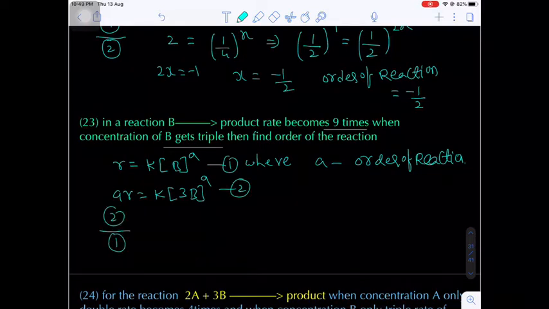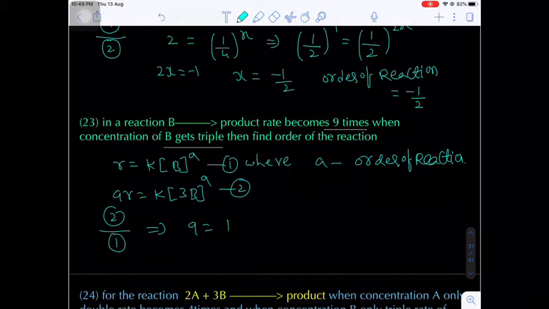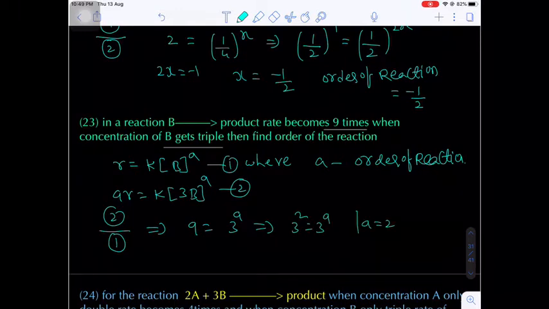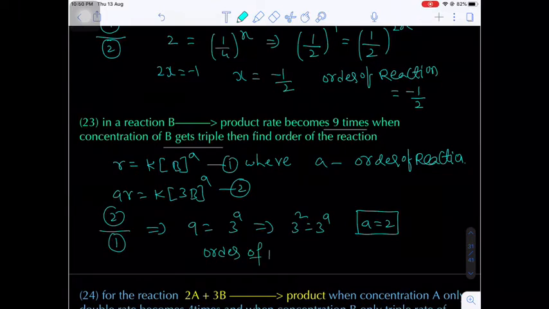2 divided by 1 or 1 divided by 2 as you wish. 2 divided by 1, 9R by R, you will get 9, K gets cancelled, so you have 3 to the power a. Shall I write 9 as 3 square? Yes, 3 to the power of a. So bases are equal, so powers must also be equal. So what is the a value here? 2. That means this is a second order kinetics. Order of reaction is 2. So this type of questions will be given in the integer type.